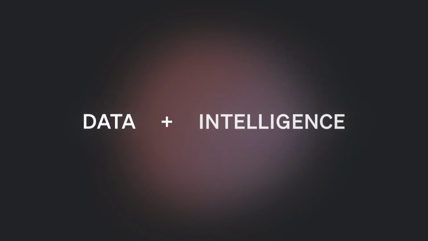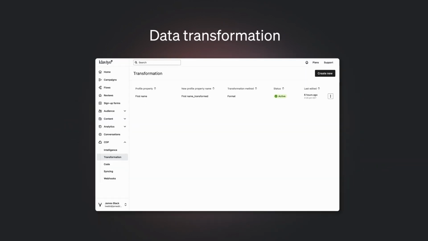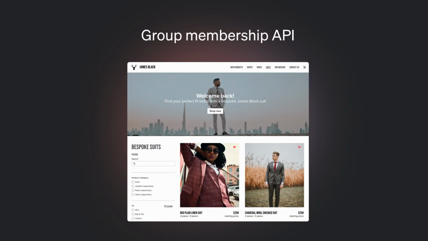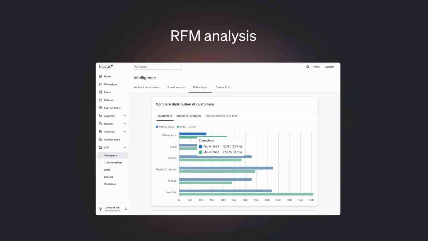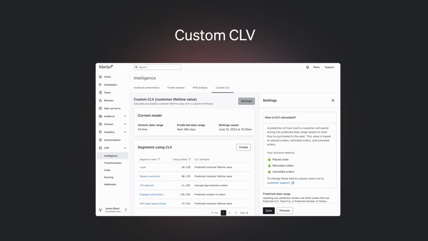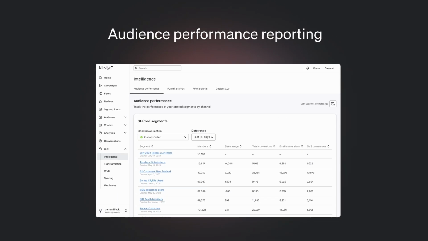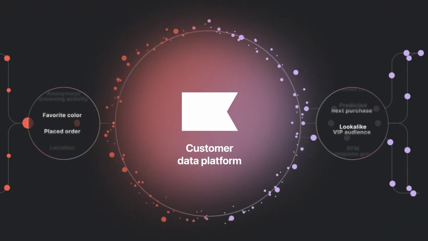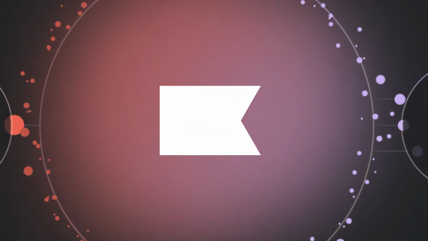Klaviyo CDP consists of two components, data and intelligence. Data features help you manage, transform, and sync customer data at scale. Intelligence features give you a better understanding of your audience and business performance, so you can use all that data to make a bigger impact. Together, they give your business everything it needs to shorten the distance between data, insight, and action.